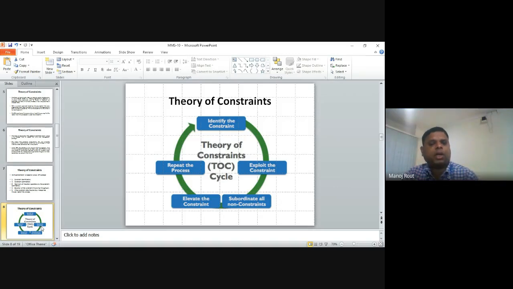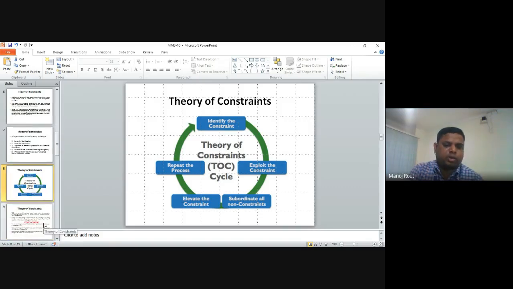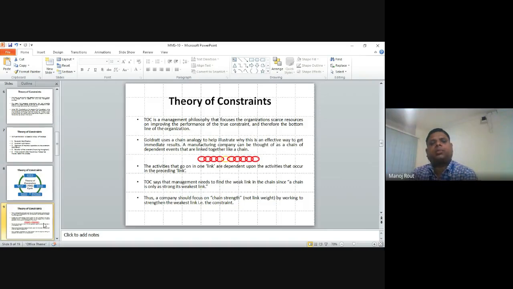This is the typical theory of constraints cycle, which is used in most automotive companies. The next one is how this particular theory of constraints functions.